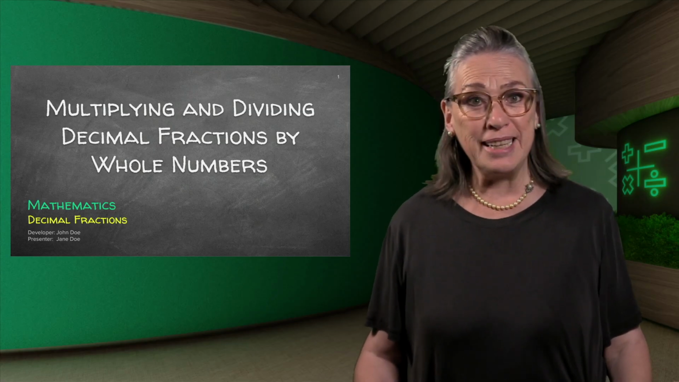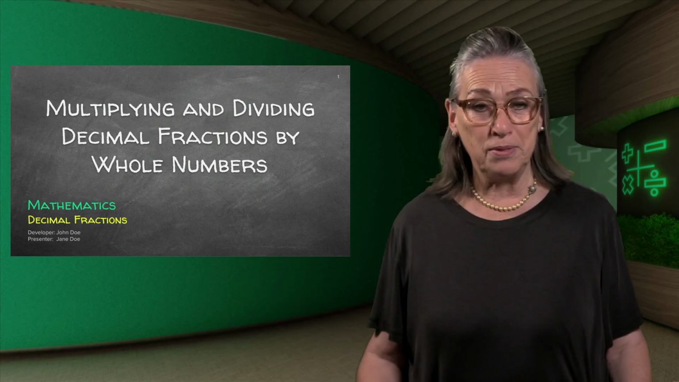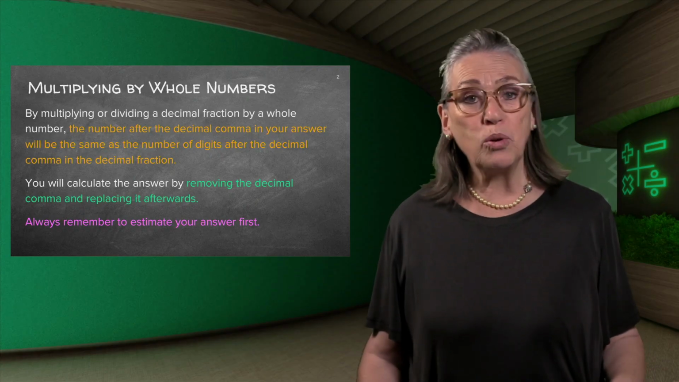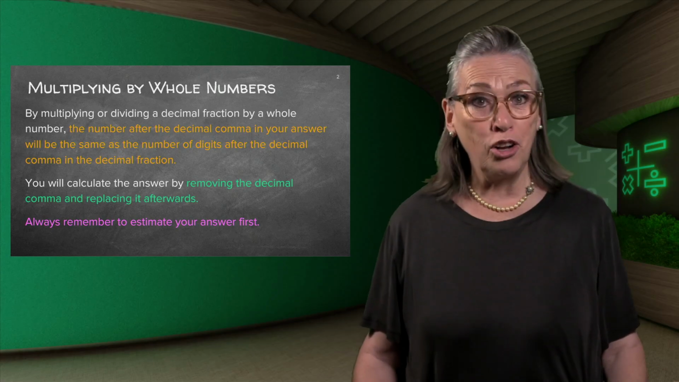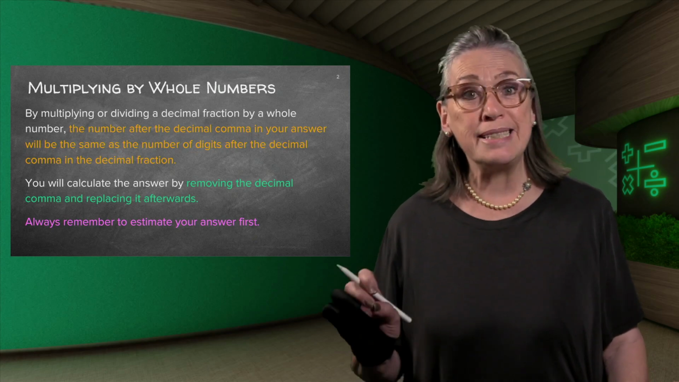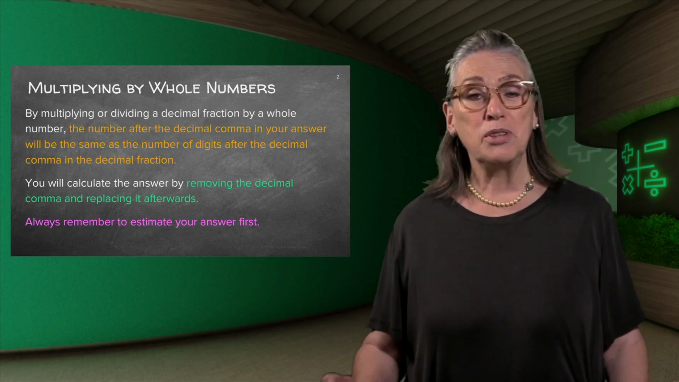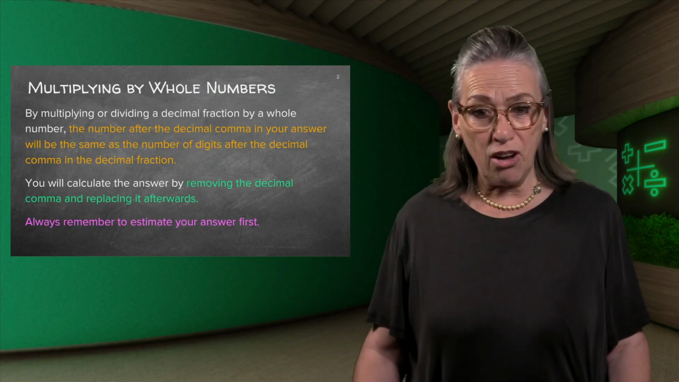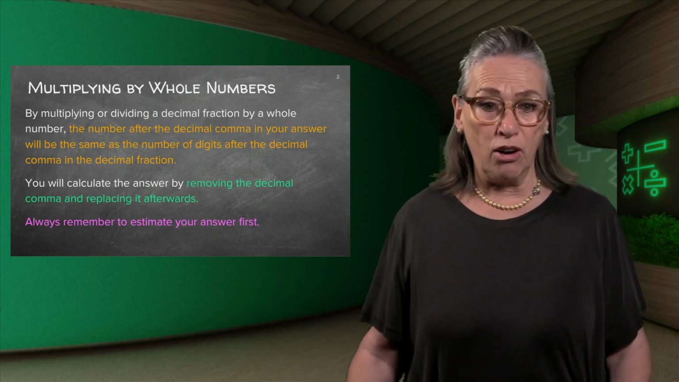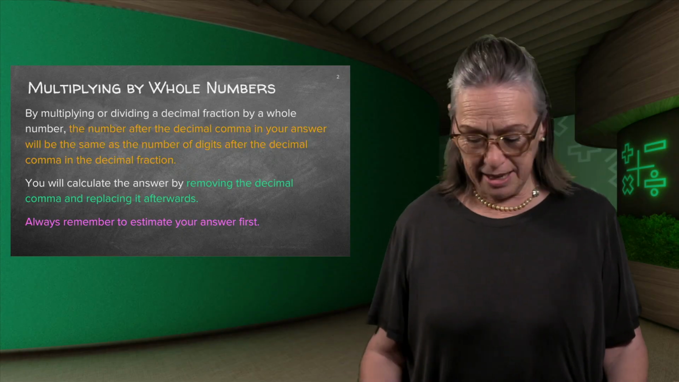We're going to continue with decimal fractions, and today we're going to do multiplying and dividing of decimal fractions by whole numbers. When multiplying or dividing a decimal fraction by a whole number, the number of digits after the decimal comma in your answer will be the same as the number of digits after the decimal comma in your decimal fraction. You will calculate the answer first by removing the decimal comma, and then you're going to replace it afterwards. And always remember to estimate your answer first.